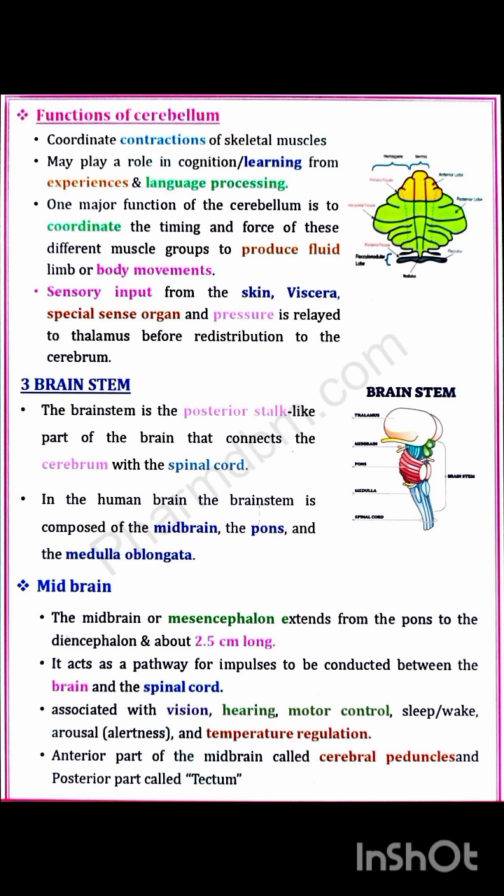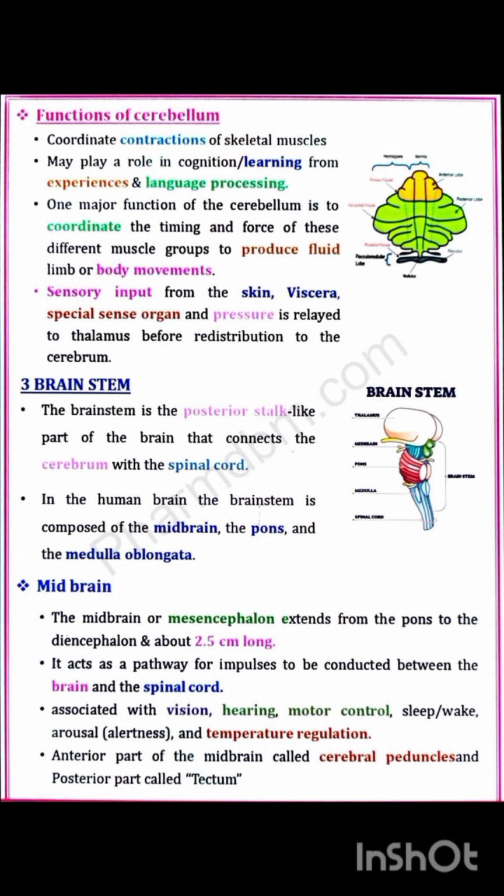Third part, brainstem. The brainstem is the posterior stalk-like part of the brain that connects the cerebrum with the spinal cord. In the human brain, the brainstem is composed of the midbrain, the pons, and the medulla oblongata. Midbrain: the midbrain or mesencephalon extends from the pons to the diencephalon and is about 2.5 centimeters long. It acts as a pathway for impulses to be conducted between the brain and the spinal cord, which is associated with vision, hearing, motor control, sleep and wake, arousal, alertness, and temperature regulation.